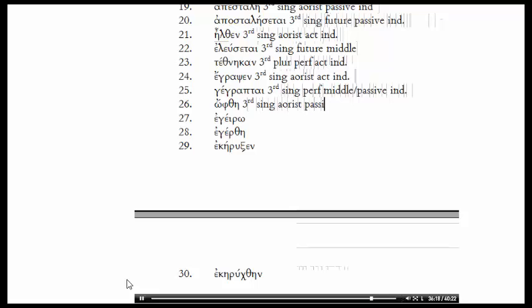aorist, passive, indicative. Now, how do we translate that? That's kind of an interesting one. You might be tempted to say, since horao means see, that this would mean he was seen. And you could translate it that way, but more often than not, in the Bible, it's best translated as he appeared. That's kind of how it's used in Koine. So you would probably turn that around and give it an active sense, even though strictly speaking it means he was seen. But really it's best understood as he appeared.